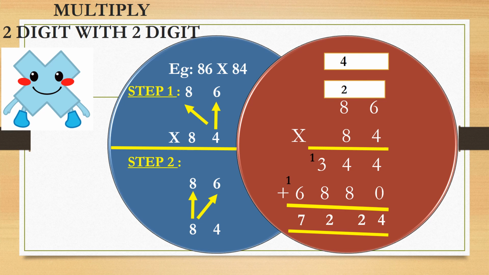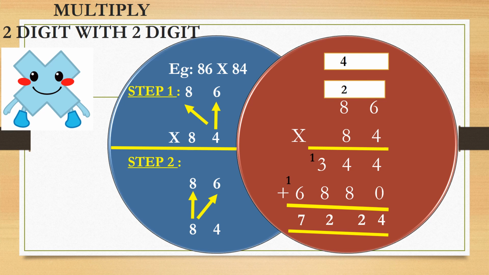Next, you multiply 8 into 8 as shown in the arrow. 8 multiplied by 8 gives 64 and 64 plus the carryover 4 gives the answer as 68. So we get 6880. Now you add both the numbers 344 and 6880.